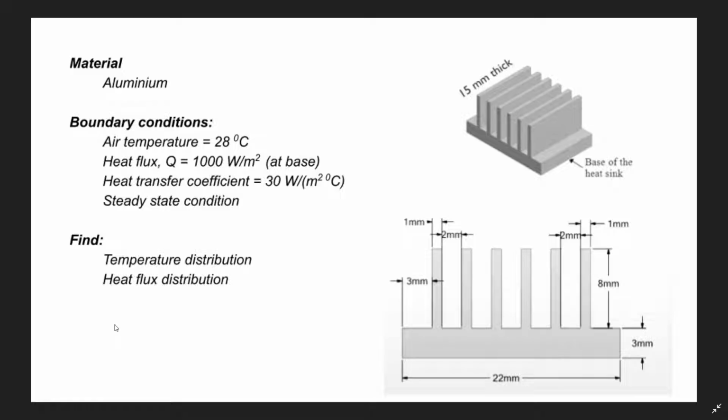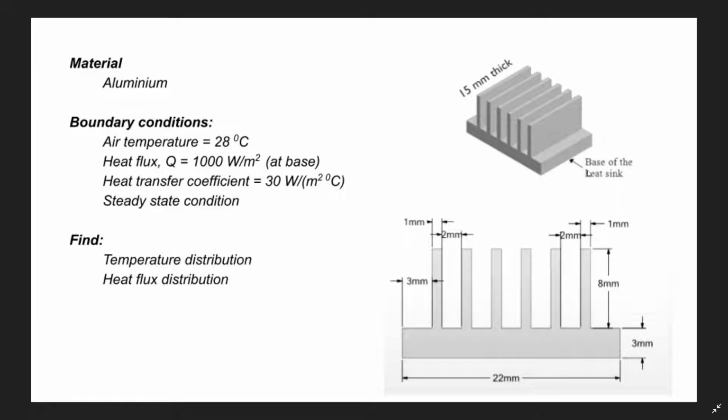Thermal analysis using PTC Creo. In this problem, we have given an aluminum fin, which is commonly used to dissipate heat from electronic modules, and the boundary conditions are the ambient temperature is 28 degrees Celsius, and the heat flux, which is given as 1000 watt per meter square at the base of the fin.